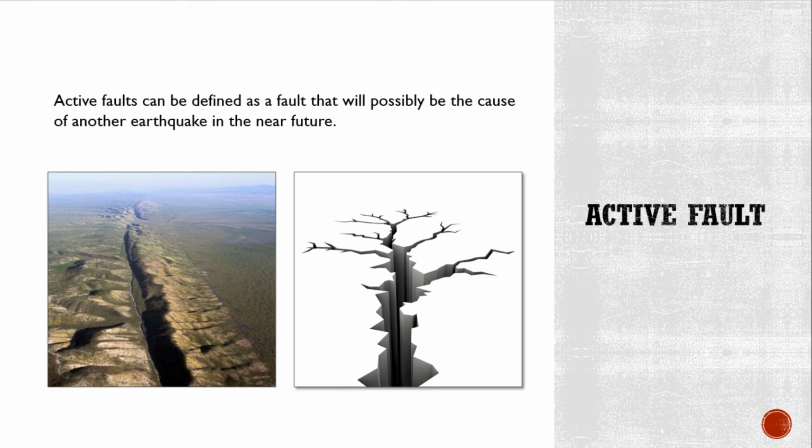So let me proceed first to active fault. Active faults can be defined as a fault that will possibly be the cause of another earthquake in the near future. From the word active, diba? We are sure that an earthquake will happen again in this area, in these exact large breaks in the near future. We don't exactly know when, but one thing is for sure, earthquake will reoccur.